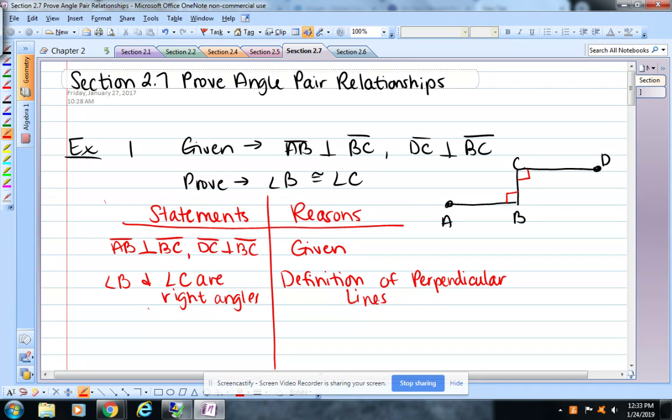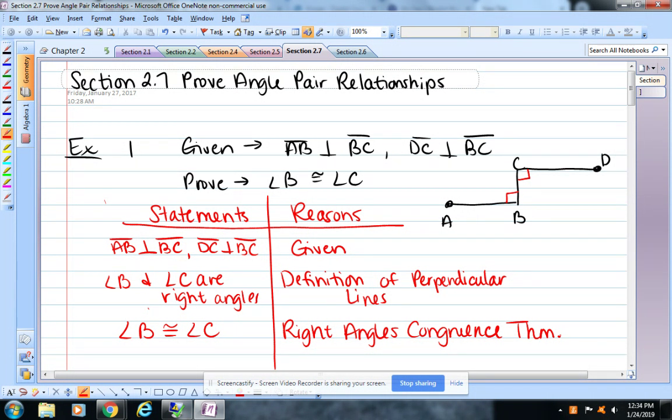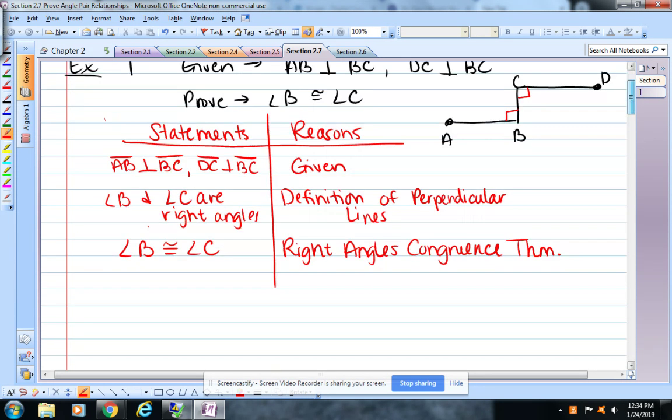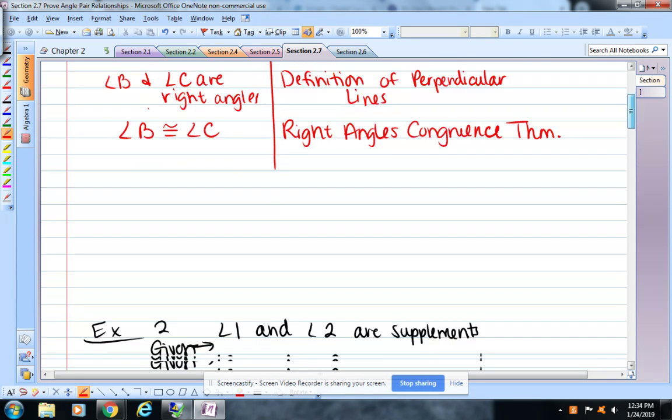All right, and since we just had a new theorem that says all right angles are congruent, and we have just shown that angle B and angle C are right angles, then I can say angle B is congruent to angle C because of the right angles congruence theorem. So that proof is done. I proved what I wanted to prove, which is that angle B was congruent to angle C, and I used the right angles congruence theorem that is on our handout to do that. All right, so the next one.